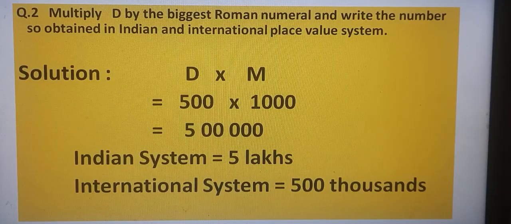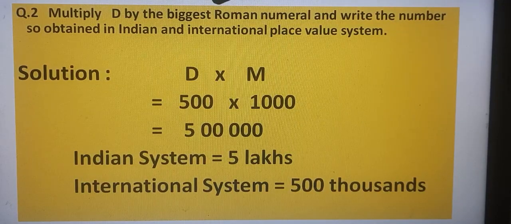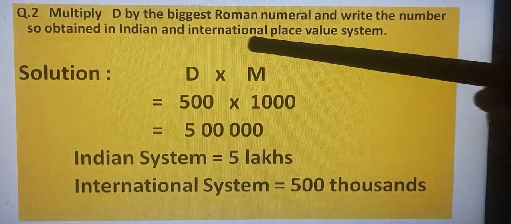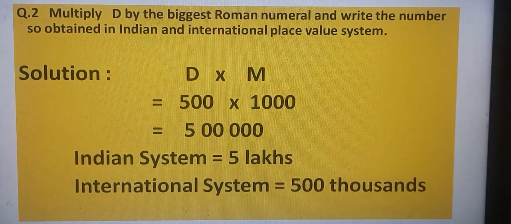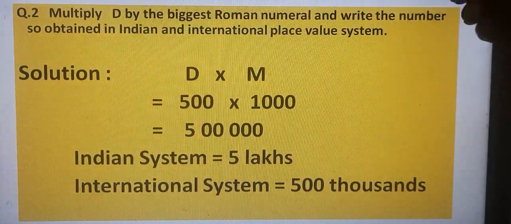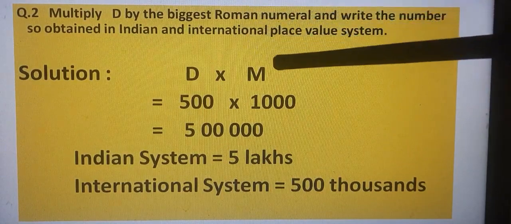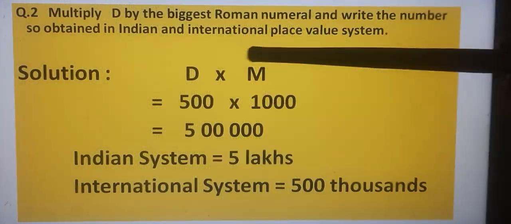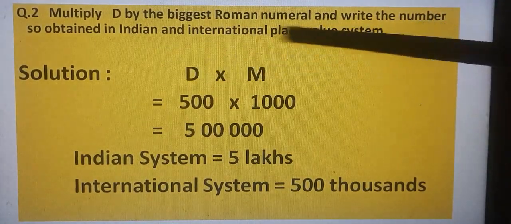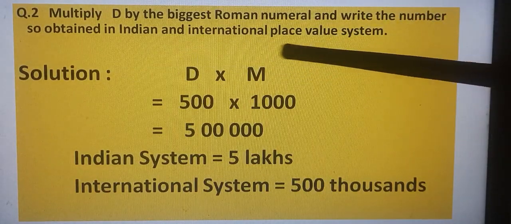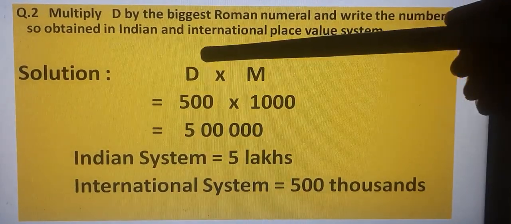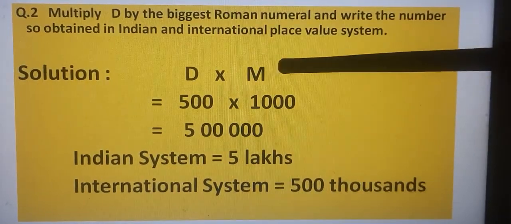Now our next question is of this HOTS, question number 2. Multiply D by the biggest Roman numeral and write the number so obtained in Indian and international place value system. Multiply D by the biggest Roman numeral. Biggest Roman numeral is M. So D multiplied by M. And then we have to write the answer as a number in the Indian and international place value system.